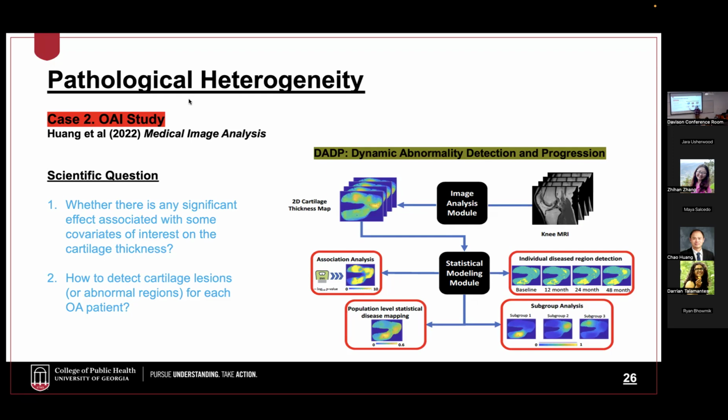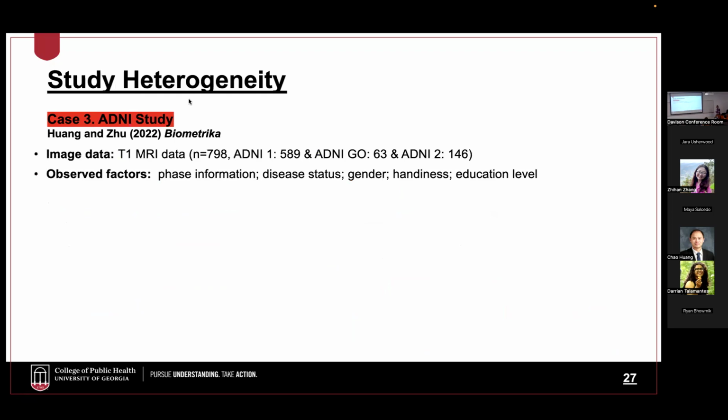We can show that at each pixel of the cartilage areas, their corresponding risk probability to be a pathological disease pattern. And also we can conduct association analysis. For example, we can show p-values at each pixel to see whether it is significantly affected by biological variables like the BMI. And those are two examples for the pathological heterogeneity.